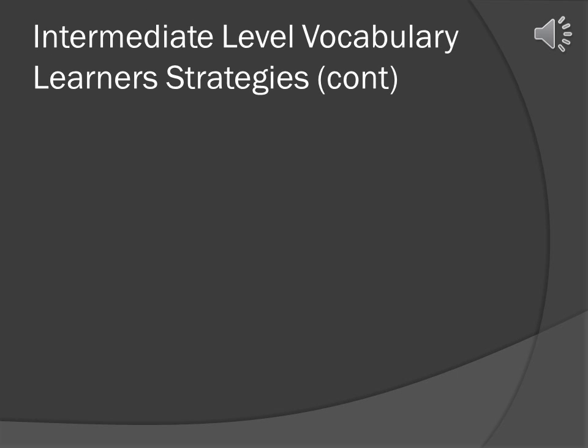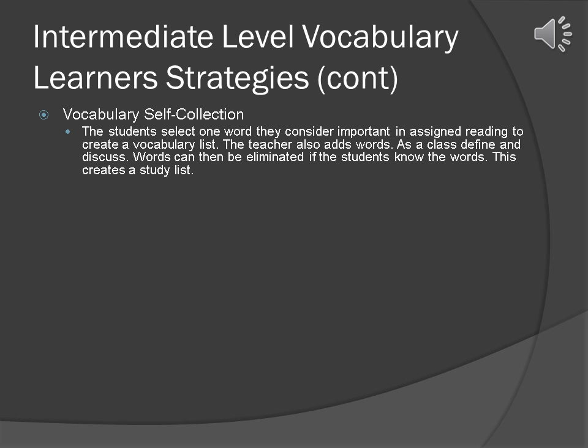Here are some more intermediate level vocabulary strategies. One is the vocabulary self-collection. The students all select one word they consider important in an assigned reading to create a vocabulary list. The teacher also adds words. As a class, they define and discuss the words. The words then can be eliminated if the students already know what the word is. This can create a study list.